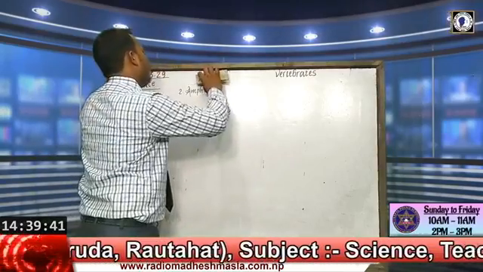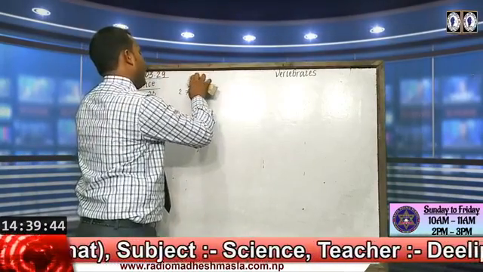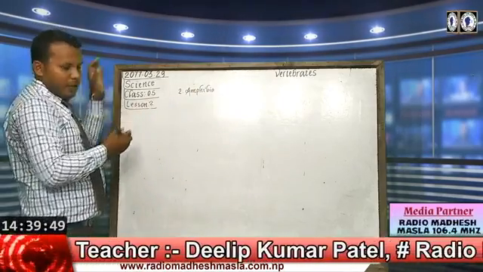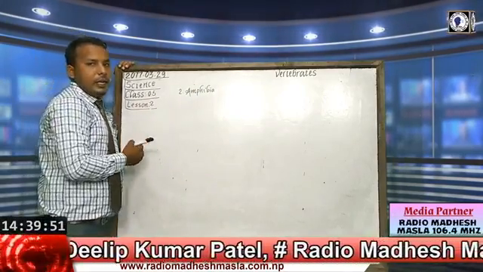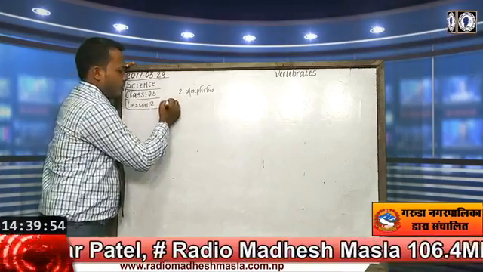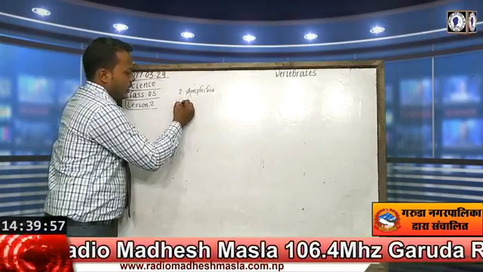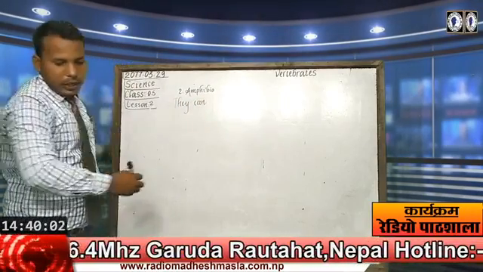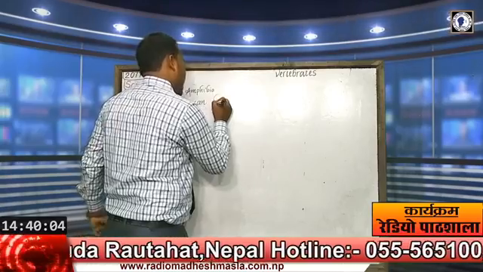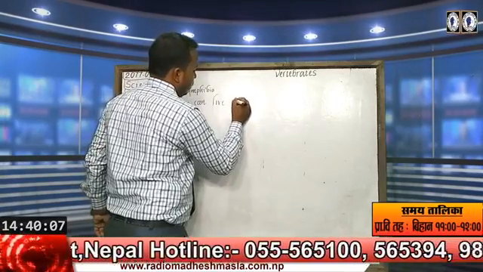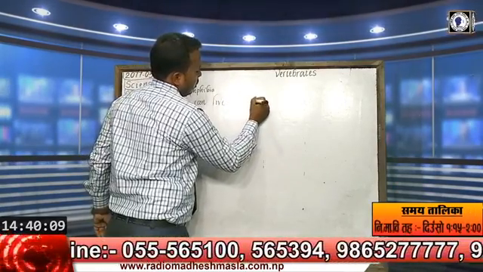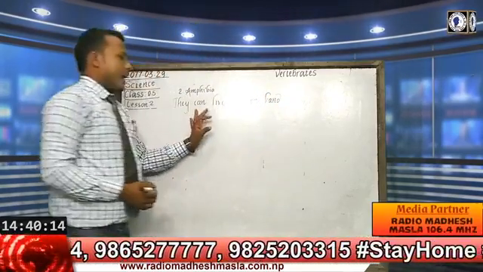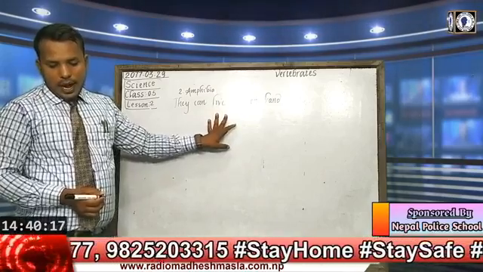We are going to write the characteristics of amphibians. So write down in your copy, what are the characteristics of amphibians? They can live both on land and in water. Number 1, they can live both on land and in water.